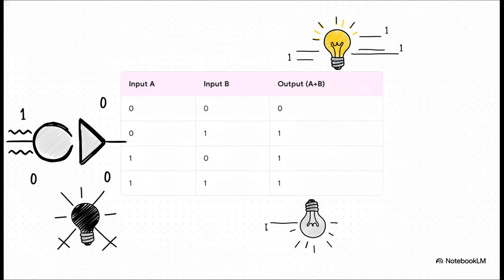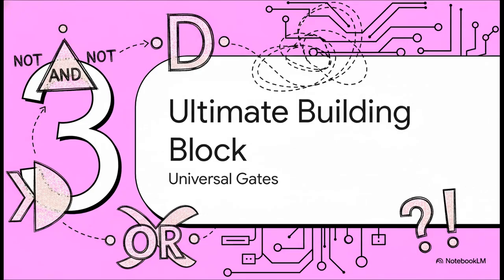Look at this. The only way you can possibly get a 0 out of an OR gate is if all the inputs are 0. In every other case, as long as there's at least one little 1 coming in, the output will be a 1. So we've got our 3 basic gates: the rebel NOT, the strict AND, and the easygoing OR.